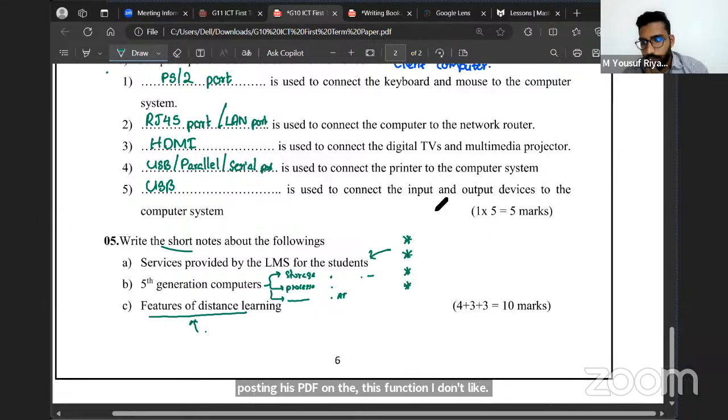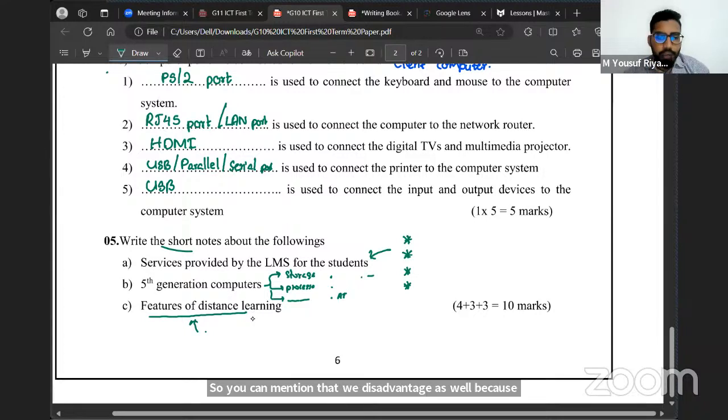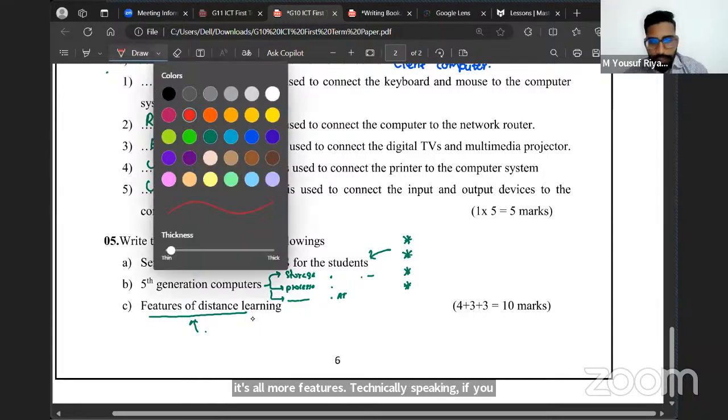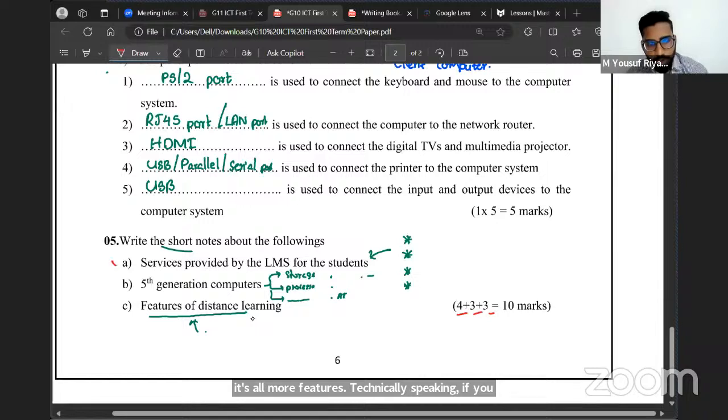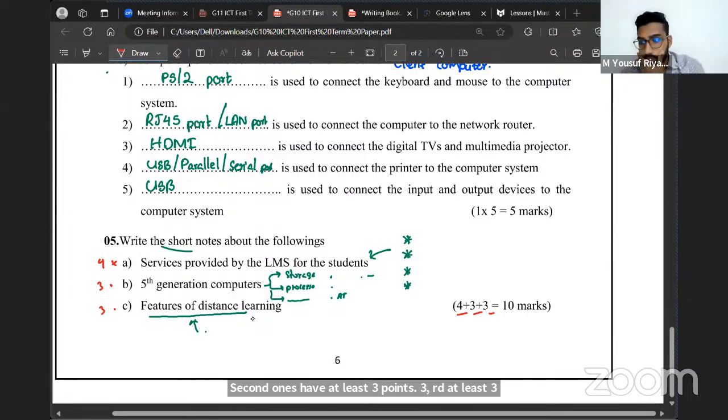Should we write disadvantages too? Here they're talking about features, so you can mention the disadvantages as well because it's talking about features. Technically speaking, if you look at the marks here, they have mentioned 4, 3, 3. So basically, the first one should have at least 4 points. Like, you don't mention point forms in your paragraph, but when the teacher reads, they should understand you have mentioned 4 points. Second one should have at least 3 points. Third one should have at least 3 points when the person is reading. At least, I'm talking about.